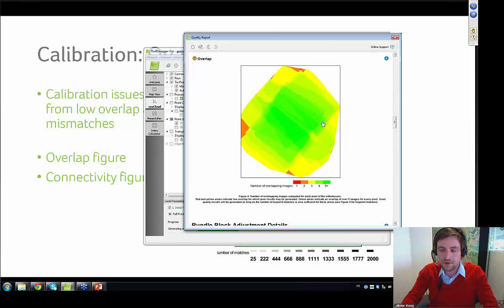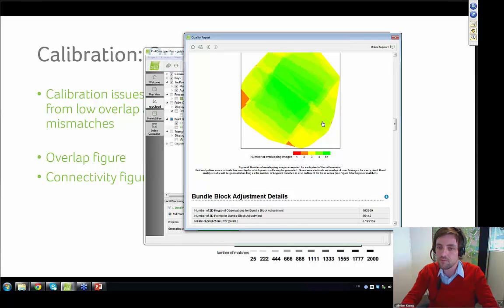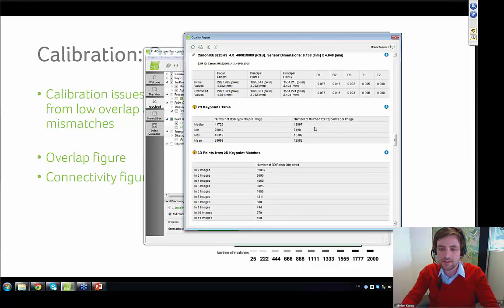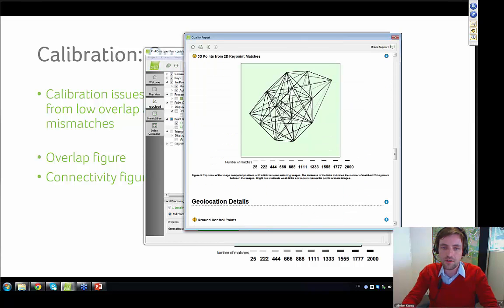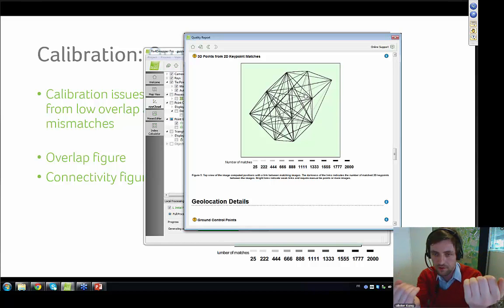Another very, very important figure that our support team immediately checks when they get a project is the key point matches. This is a top view figure of all the different positions of the cameras. The connection means the software was able to find key points that match between one image and another. The more connections an image has, and the stronger the connection, which means the darker it is, the more you can trust that the position and orientation of this particular image is really well computed. So for a small project, it looked like that.